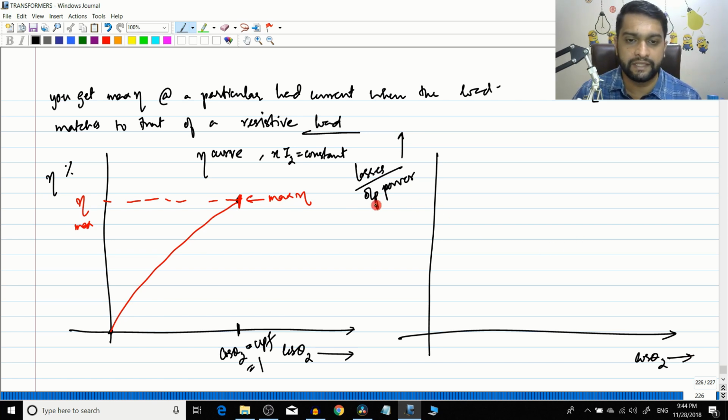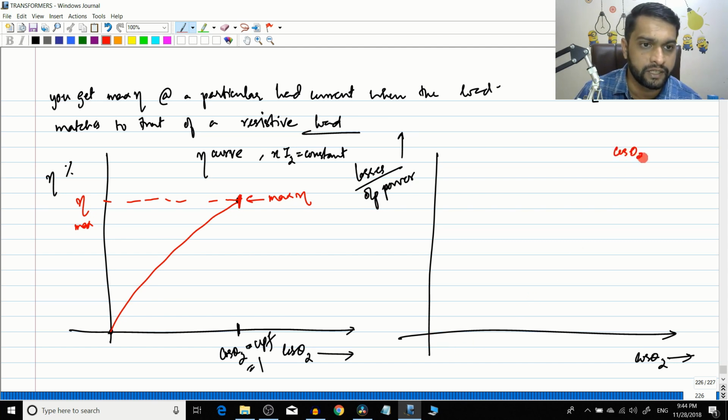So here what happens is that as the cos theta 2 increases, the efficiency of the transformer increases. So naturally the losses associated must decrease. Losses divided by output power should decrease, right? So losses we are not changing. Losses is a constant value here. So as cos theta 2 increases, the output power of the transformer increases, right? So we can put that here.